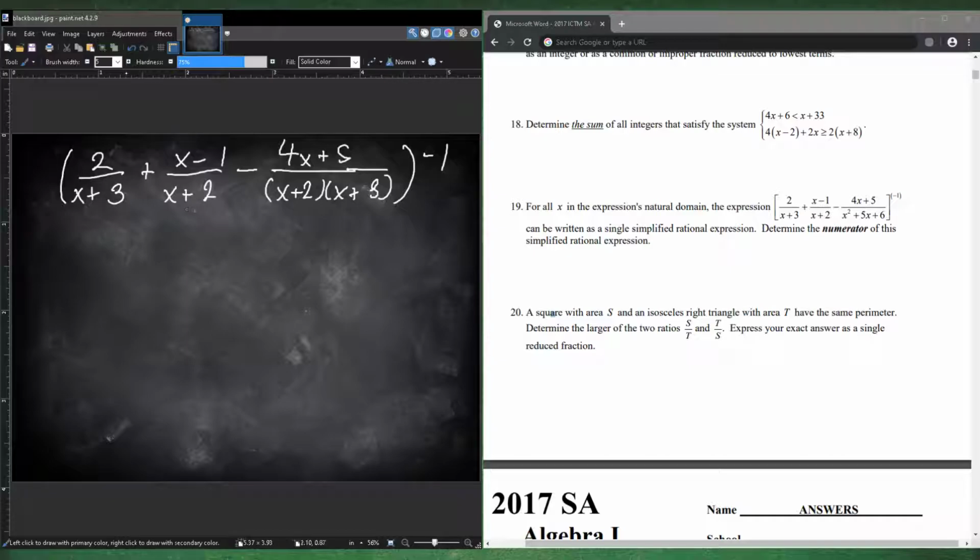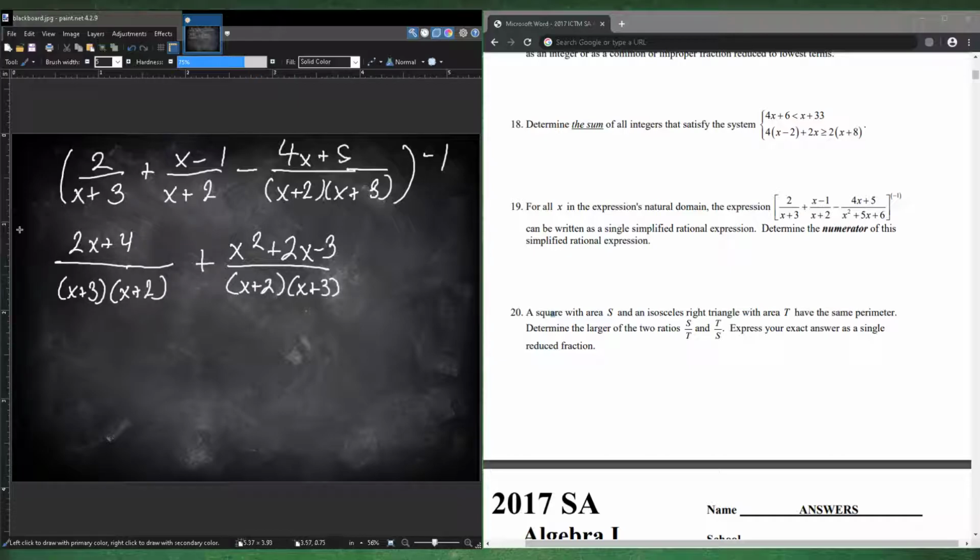Okay, so the trick is whatever you see on the other side, we're going to put it in. So we're going to multiply this side by x + 2. So 2 times (x + 2) is just 2x + 4. And this one is (x + 3)(x + 2), right? Plus, now (x - 1) times (x + 3), because that's what is missing, right? It's going to be x² + 2x - 3. So it'll be (x + 2)(x + 3). And then we're just going to keep that one the same.